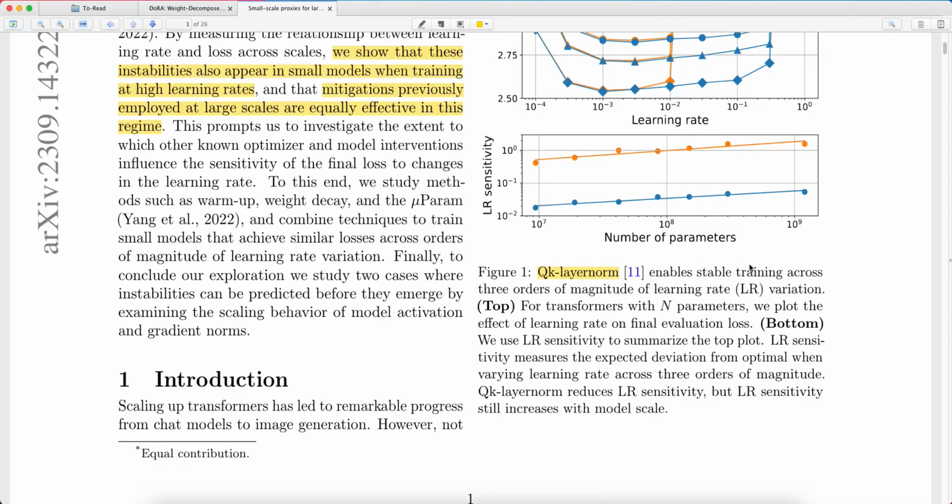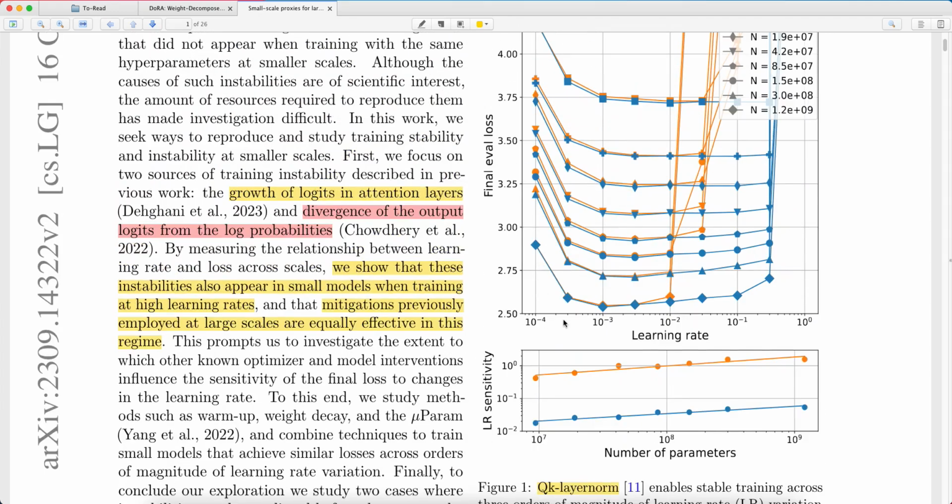qk-layernorm enables stable training across 3 orders of magnitude of learning rate variation. Top: for transformers with N parameters, we plot the effect of learning rate on final evaluation loss. So here's learning rate from 10e-4 to 1.